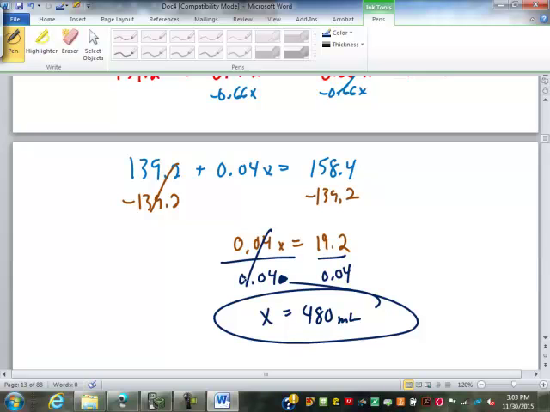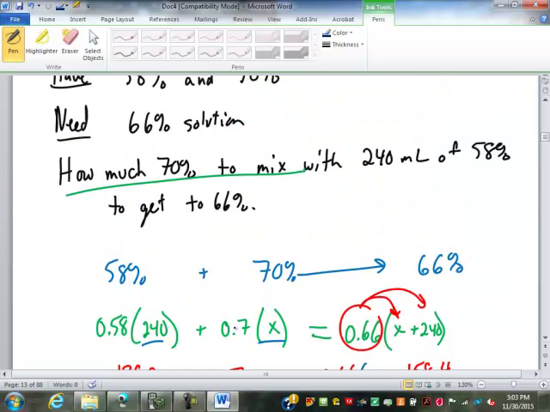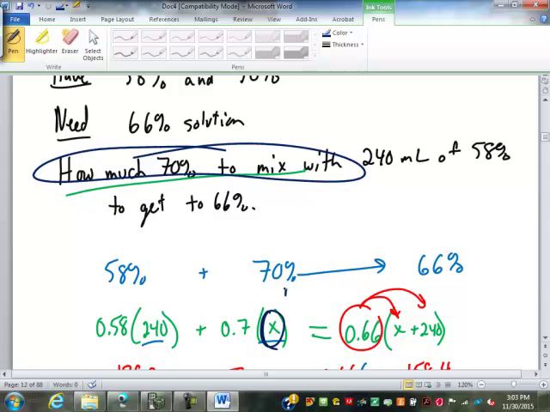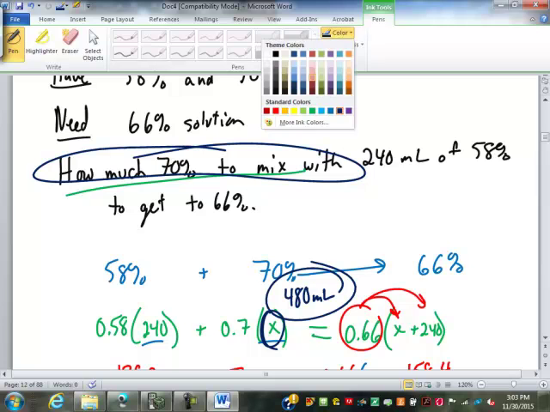But are we done? x is the amount of the 70%. Is that what we were asked for? Yep, so 480 milliliters. So we don't have to find what the total was. Nope, they just want to know how much of the 70% to mix in.